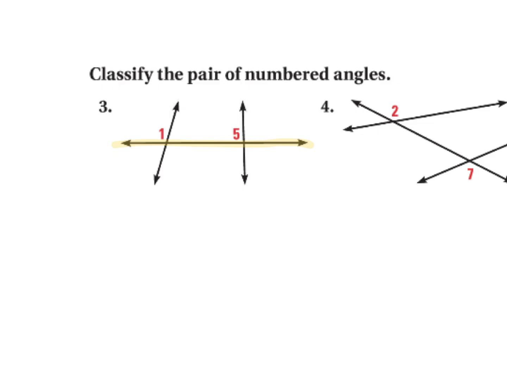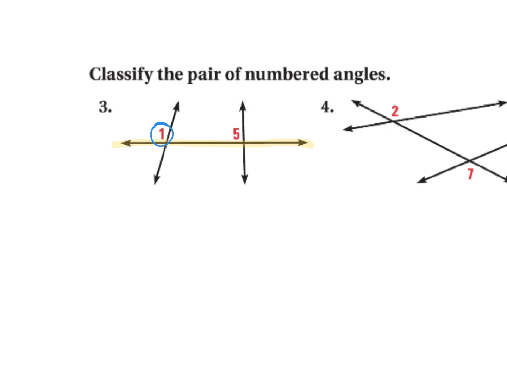And looking at this one, we are looking at angle 1 and angle 5. Now, my thought process when we're looking at these ones is we want to say, okay, well, are they on the same side or opposite sides? And looking at these ones, they are on the same side. So we know that we aren't working with any alternating angles here. They're on the same side.